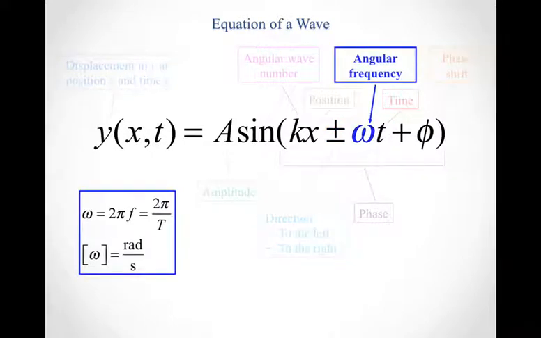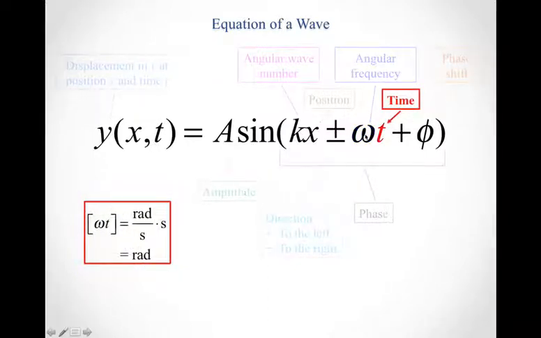The next term has two pieces, and again the first one is the angular frequency. The angular frequency is related to the frequency and related to the period, just like it was in simple harmonic motion. And so the angular frequency, just like we've seen before, has units of radians per second. I'm going to multiply the angular frequency times time to get this second product in my phase.